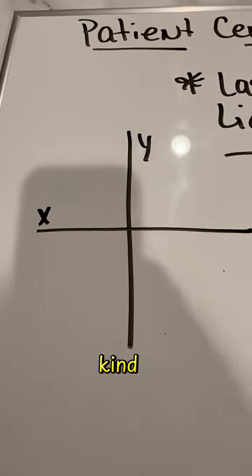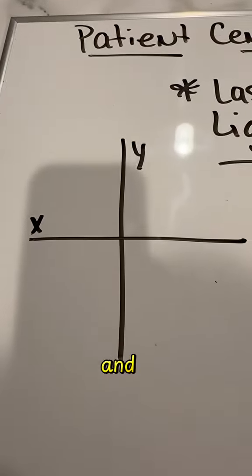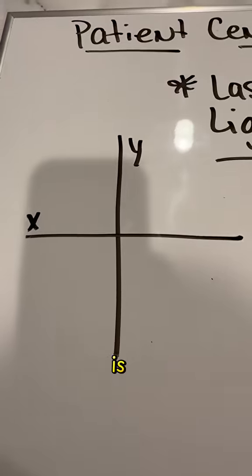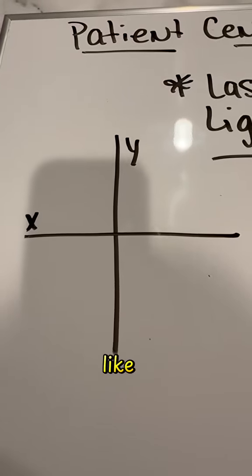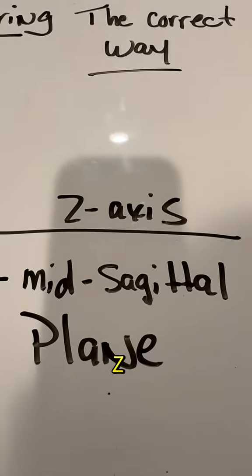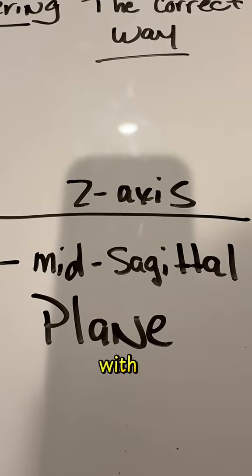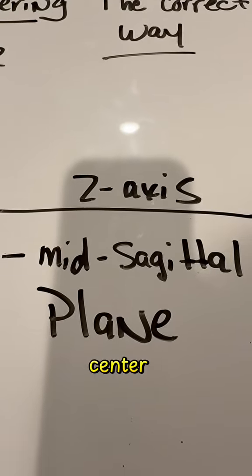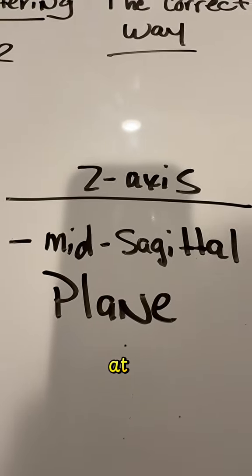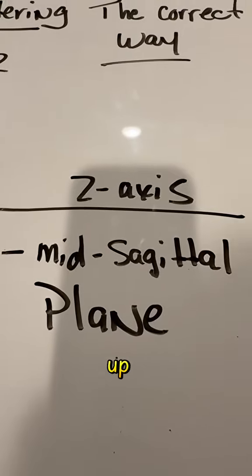So your laser light kind of looks like this. I took the liberty of making an example of the X and Y coordinate. This is actually what your crosshair will look like from side to side and top to bottom. Your Z-axis is the most crucial step when it comes to centering your patient correctly with your laser light. So you want to center your patient at the mid-sagittal plane so that the patient is lined up correctly.